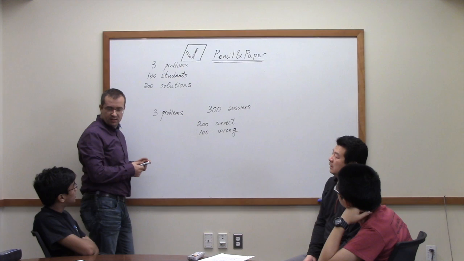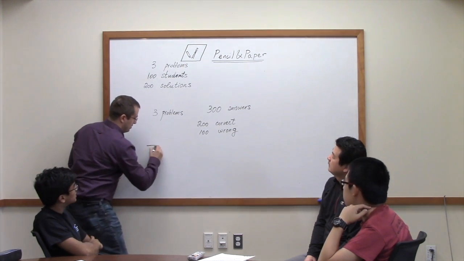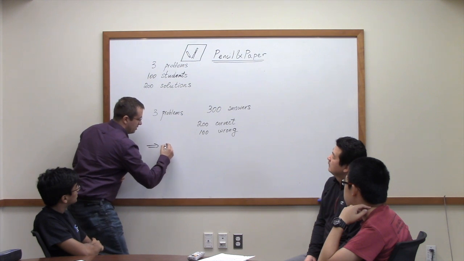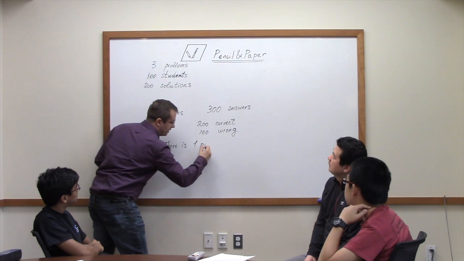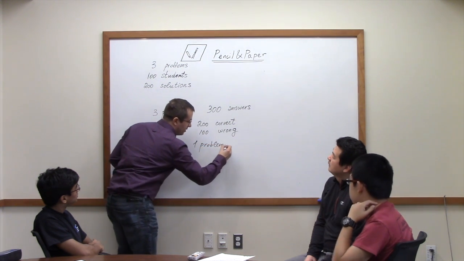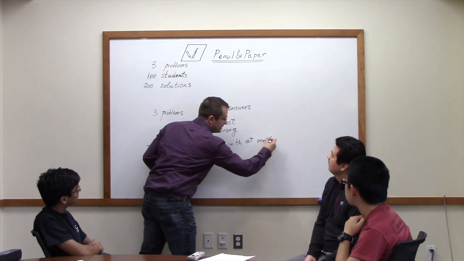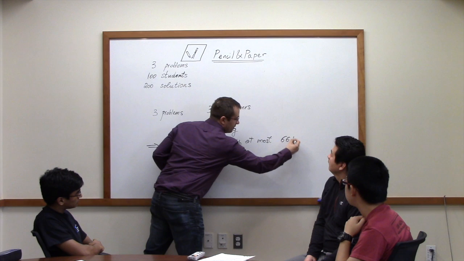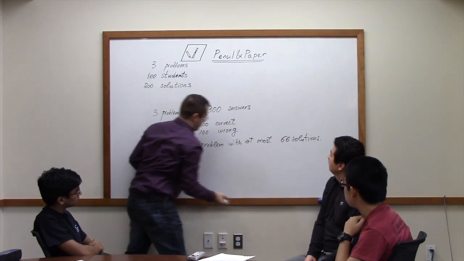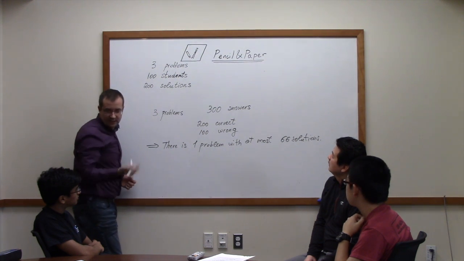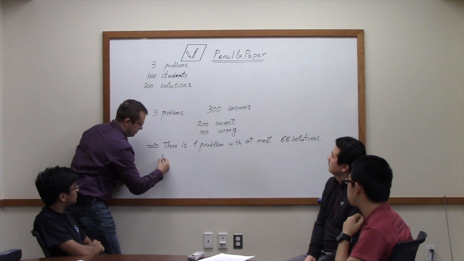So that means that there must be one problem that has at most 66 solutions. Correct. Like the hardest one. Yeah, there is one problem with at most 66 solutions, right? So the other 2 were easier problems, right? So the other 2 have at least 134 solutions combined.